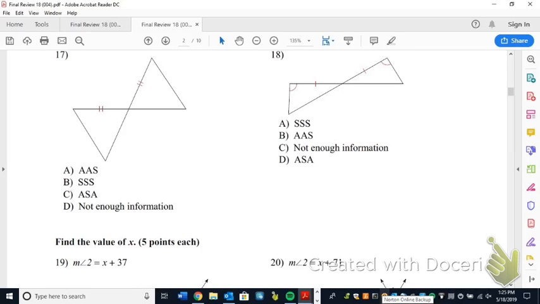Okay, so moving on to number 17. Now 17, let's look at what we got. We got a side and the side right there. Now, even though nothing else is marked, there is additional information. We've got our angles right there. Remember, this is a bow tie angle.